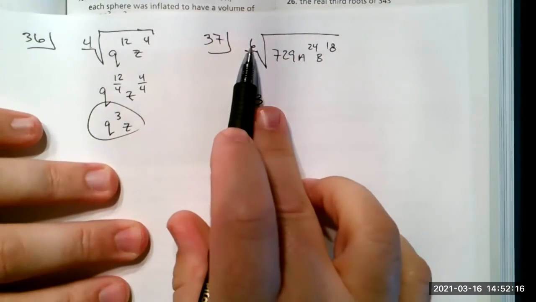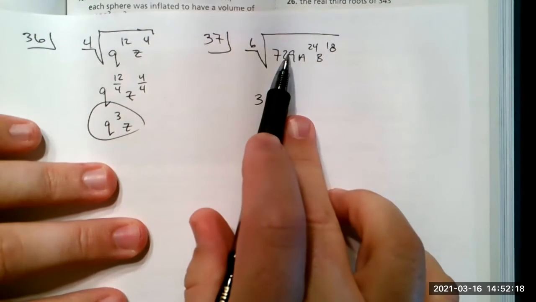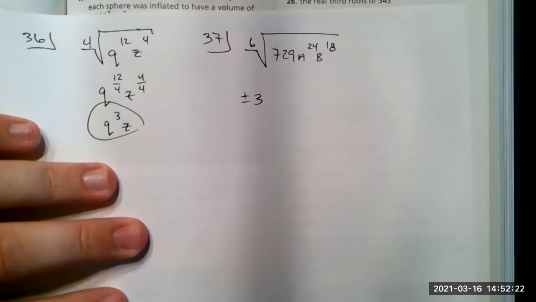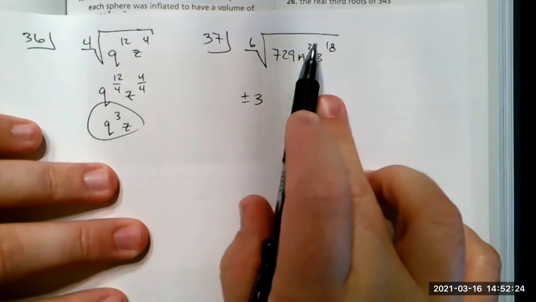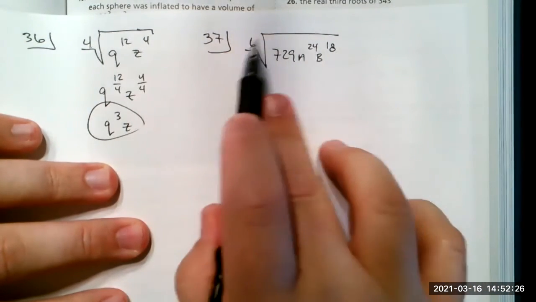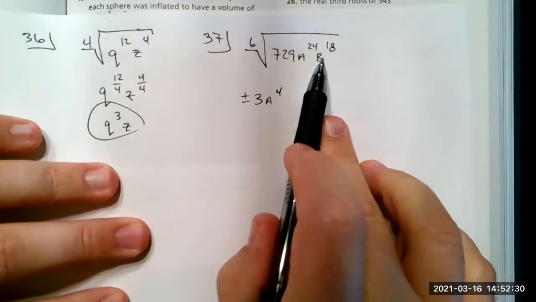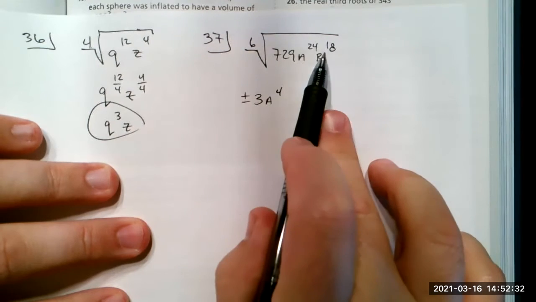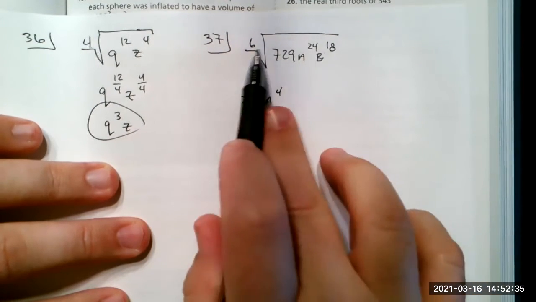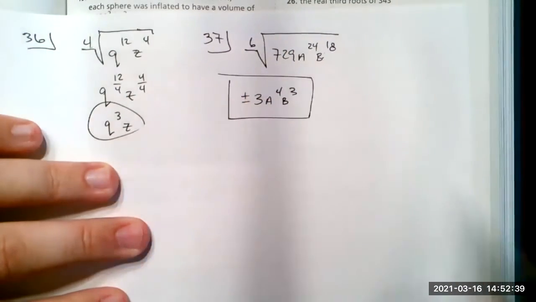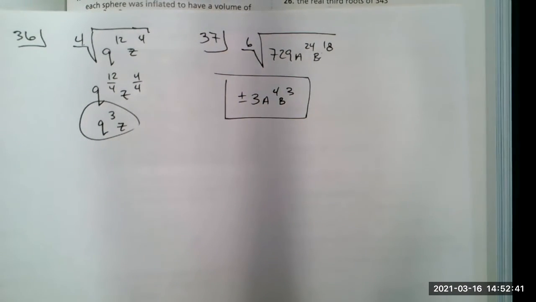But remember, this is the 6th root, so that's an even number. So I need to include the positive and the negative version of that number. A to the 24th, remember that's just 24 divided by 6, which is 4. So that's a to the 4th. B to the 18th, the 6th root of b to the 18th, that's 18 divided by 6, which is 3. So positive and negative, 3a to the 4th, b cubed.